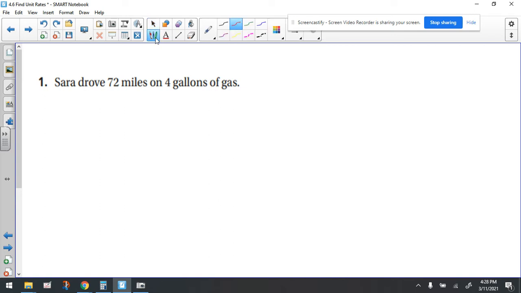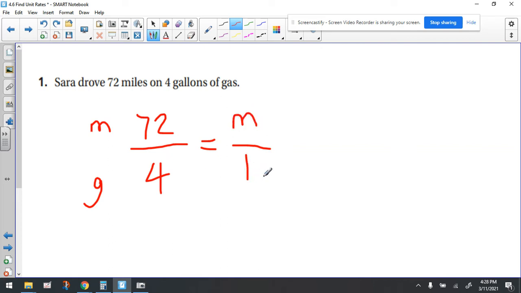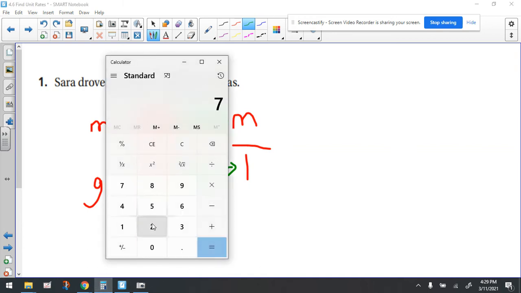the unit rate. Now, when they want the unit rate, you want to set up your proportion. You want to look at your units. We're talking about miles and gallons, so we'll put the M over here and the G here. And we're talking about 72 miles on 4 gallons of gas. So if we're looking for that unit rate, we want to know how many miles on 1 gallon of gas. So how do we do this? We're going to divide by 4. Since 4 divided by 4 gives us the 1, we're going to do 72 divided by 4 to get the answer. So 72 divided by 4 gives us that 18.